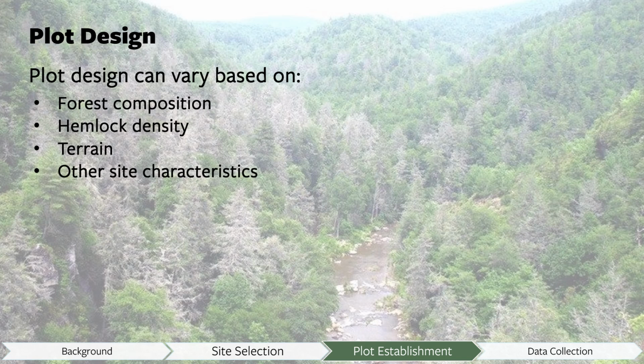Some of the things that you might think about when deciding what plot design to use: you might think about your forest composition, the density of hemlocks, what the terrain looks like, or some other site characteristics.